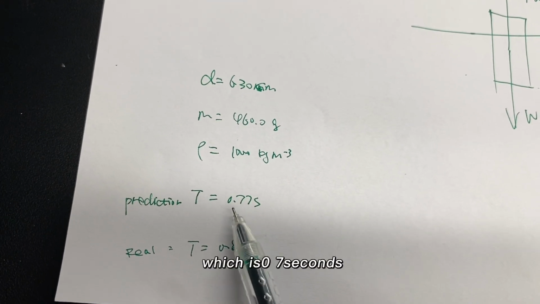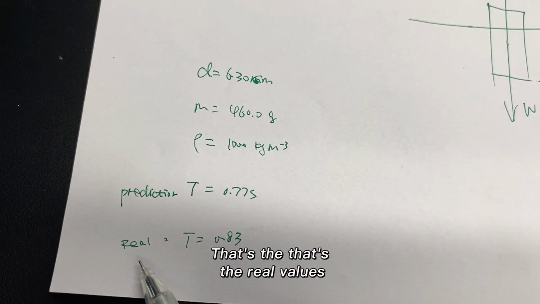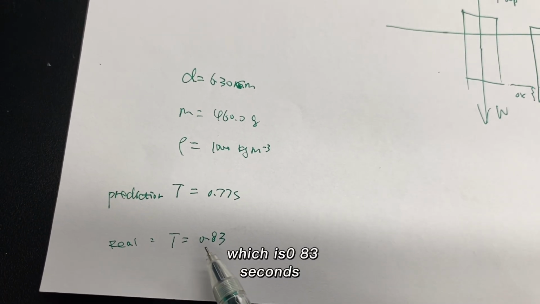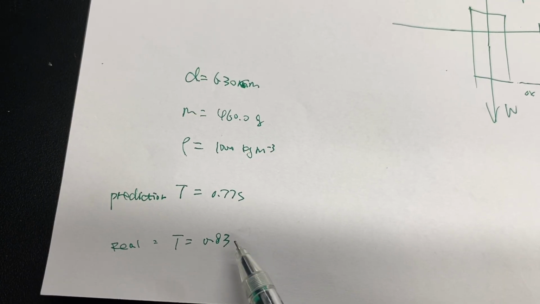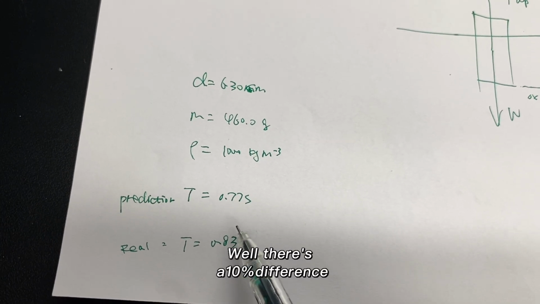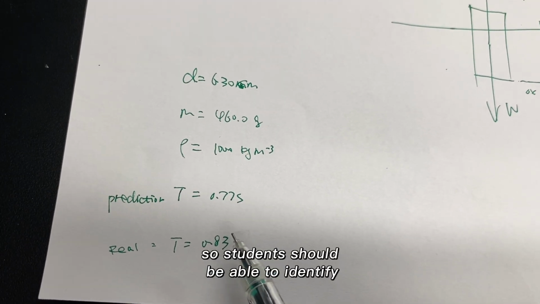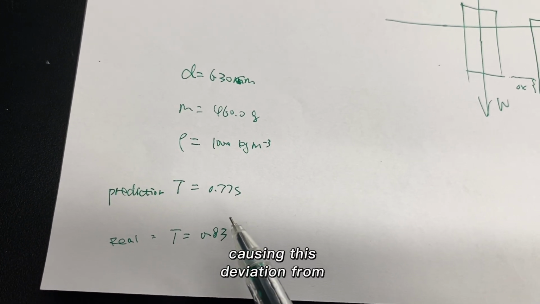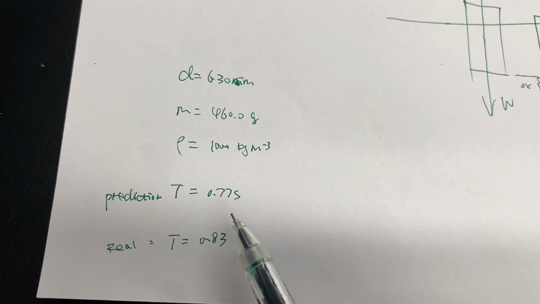So this is the prediction, which is 0.77 seconds. That's the real value that I measured with my stopwatch, which is 0.83 seconds. Well, that's a 10% difference already. So students should be able to identify what kind of problems are causing this deviation from the prediction.